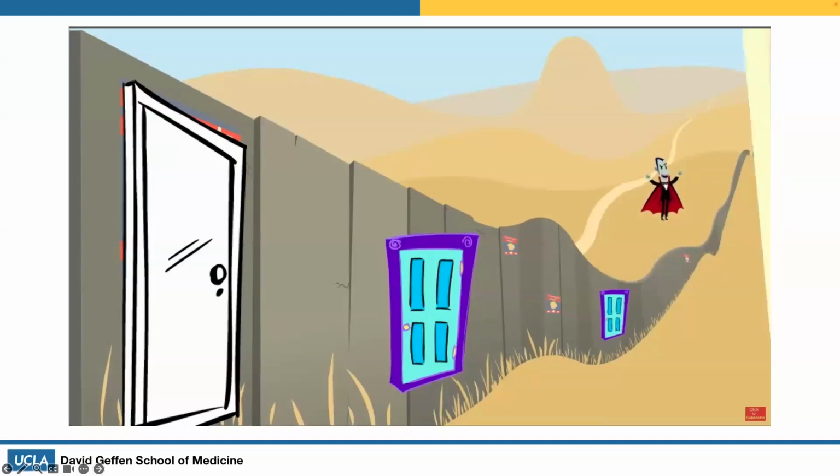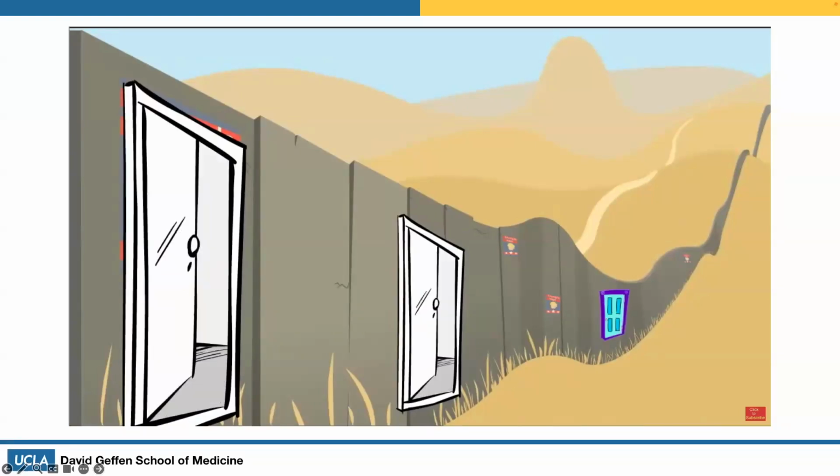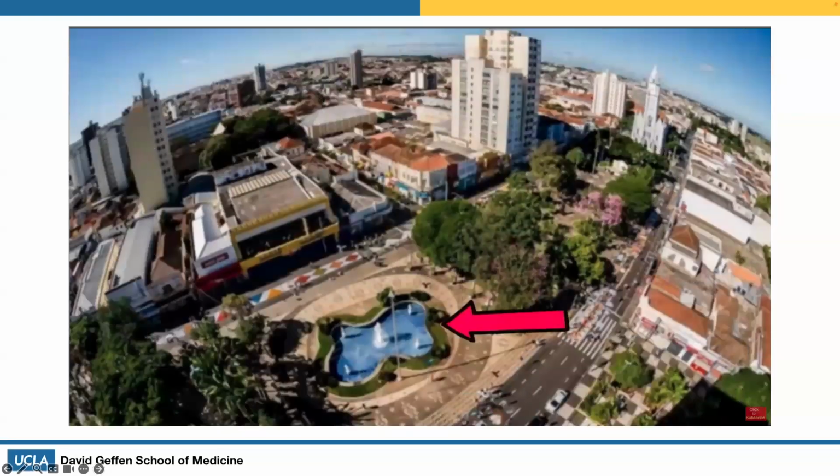Next, the cell membrane is represented by the doors, because the cell membrane is a semi-permeable membrane that regulates what moves in and out of the cell. Next, you can see the cytoplasm in the middle of the city.